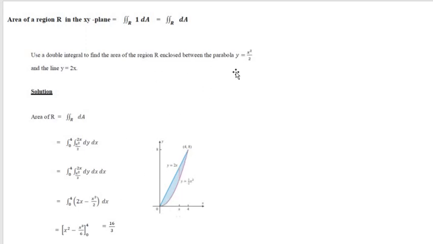In this example, area of region enclosed between parabola y equal to x square by 2 and line y equal to 2x. So consider this as type 1 or type 2 region and write the limits. So here y is varying from x square by 2 to 2x when we consider this as type 1 region, and x is from 0 to 4, and then integrate. So we get area equal to 16 by 3 unit square.